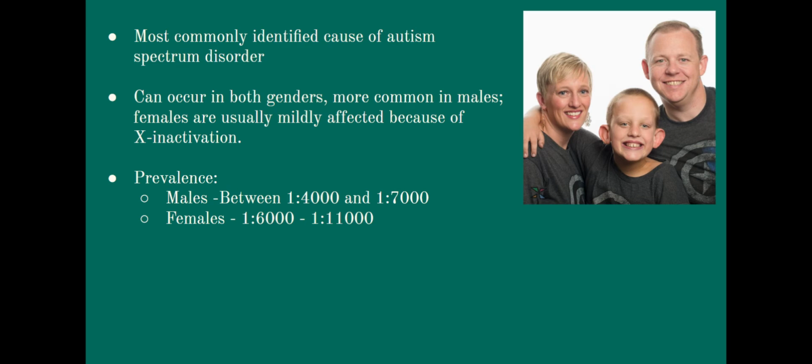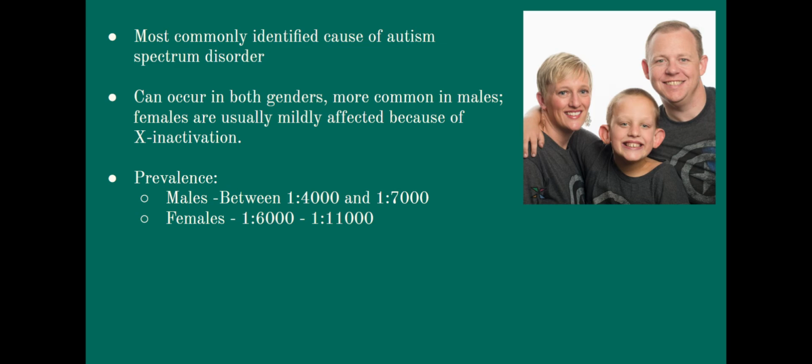So, Fragile X is the most commonly identified cause of autism spectrum disorder. It is one of the few things that if somebody has a family history, you can screen for and give them some actual advice about whether they are likely to have another child with a disorder, and what they can do to minimize the odds of that happening. It's one of the few things that we have definitive answers for.